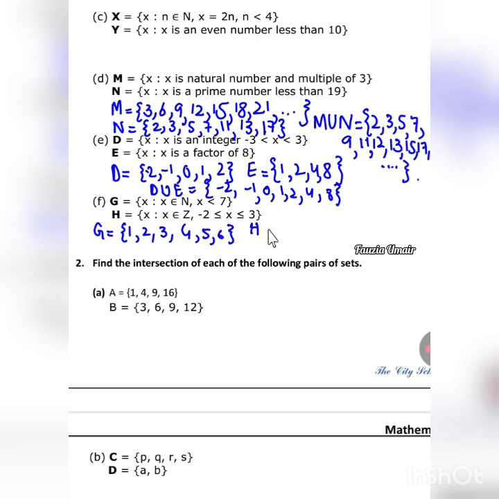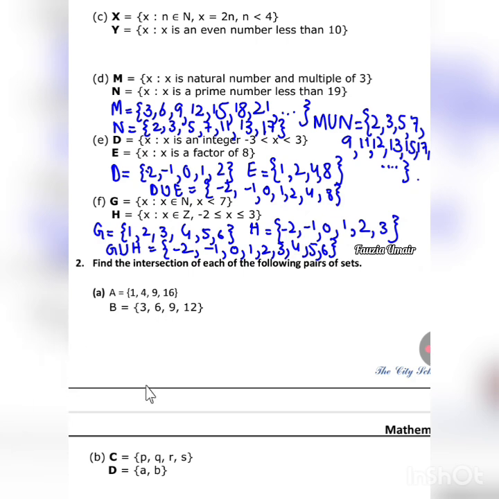Now let's write down the elements of set H. X belongs to Z. Z is basically integers, and this time -2 is also included. -1 is there, 0 is there, then 1, 2 and 3 are there, because there is an equal sign also. X is less than or equal to 3, that's why 3 is also inclusive. If I write down G union H, the smallest number is -2, then -1, then 0, then 1, 2, 3, then 4, 5 and 6.